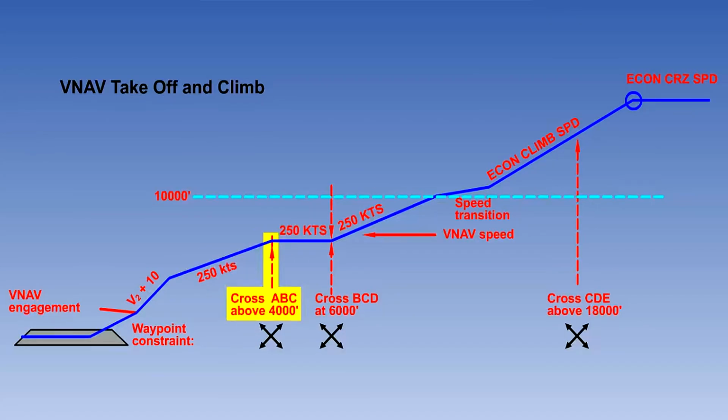We need to cross a radio facility called Alpha Bravo Charlie above 4,000 feet. The computer will have to compute whether, with our present thrust, our airspeed of 250 knots will give us the required rate of climb. Next, we must cross Bravo Charlie Delta at 6,000 feet.